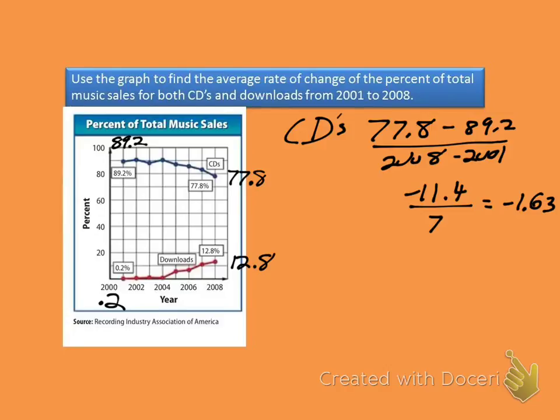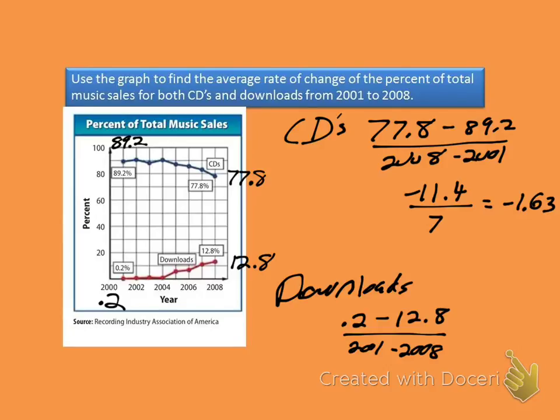For your downloads, now pay attention to how I write this one, because I did this on purpose. For your downloads, I did 0.2 minus 12.8, divided by 2001 minus 2008. Now on your CDs I did 08 first, your downloads I did 01 first. Does it matter? No, as long as you have the same. Exactly. As long as you remain consistent with the order, it doesn't matter which one goes first.